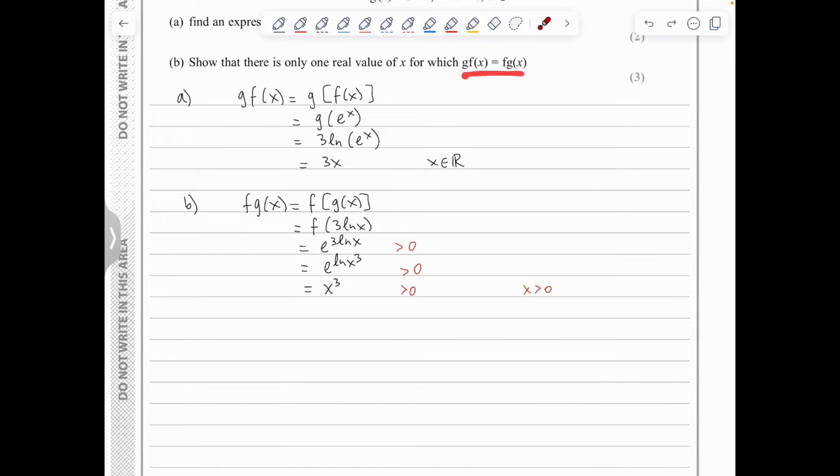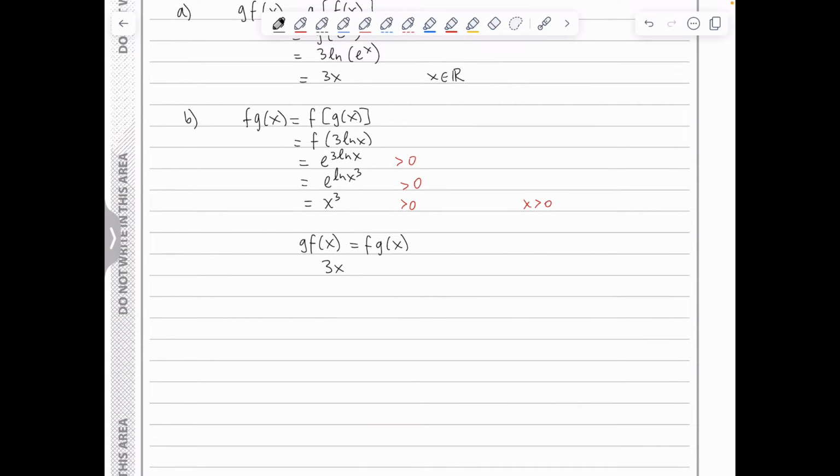So if we take exactly the equation given here, g f of x is equal to f g of x. According to the work we just did, we get that 3x is equal to x cubed, which means that 0 is x cubed minus 3x. I will factor out the x, and I get x squared minus 3 in the bracket. This means that x is 0, or x squared minus 3 is 0, leading to x squared is 3. So x is plus or minus root 3.